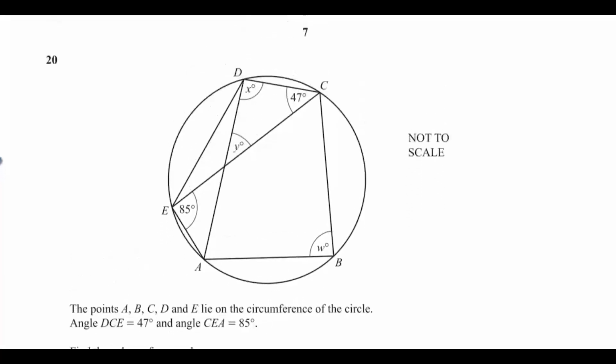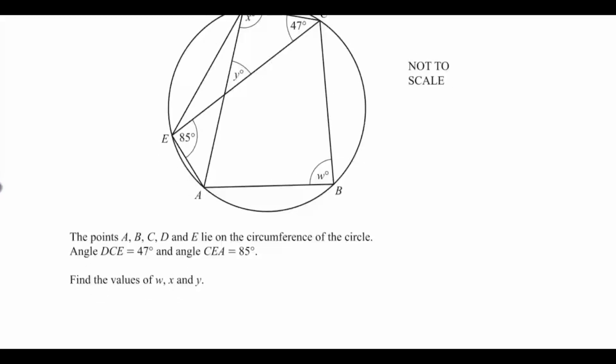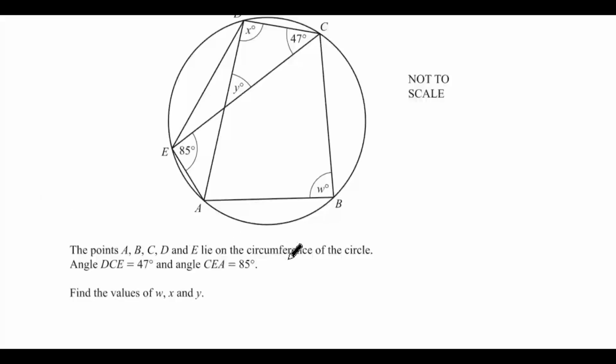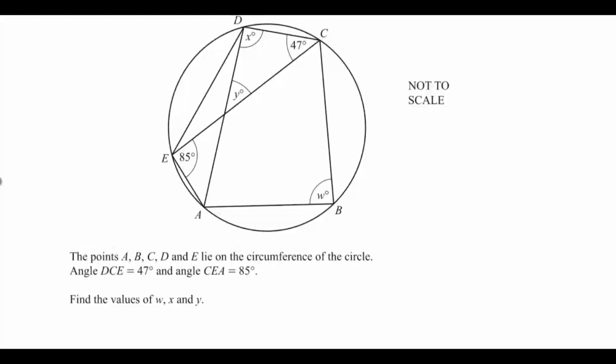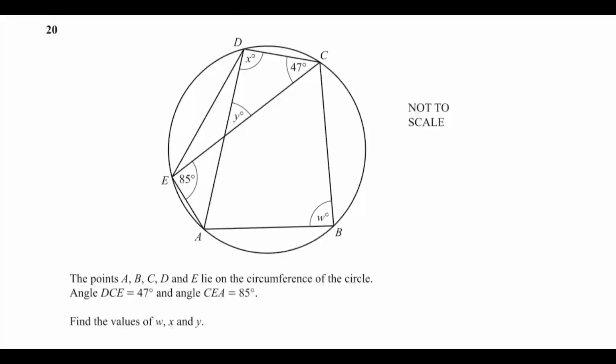This is question 20 from paper 058023, May/June 2018. The points A, B, C, D, and E lie on the circumference of the circle. Angle DCE is equal to 47 degrees, and angle CEA is equal to 85 degrees. Find the values of W, X, and Y.